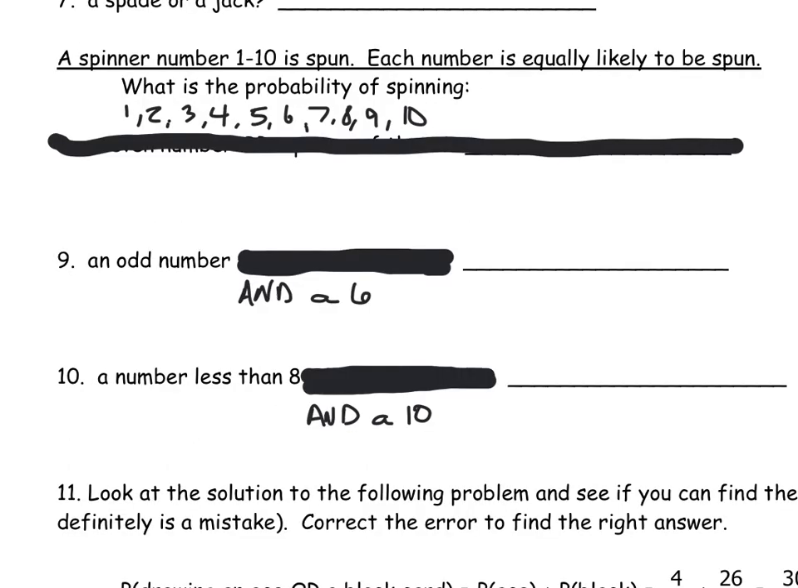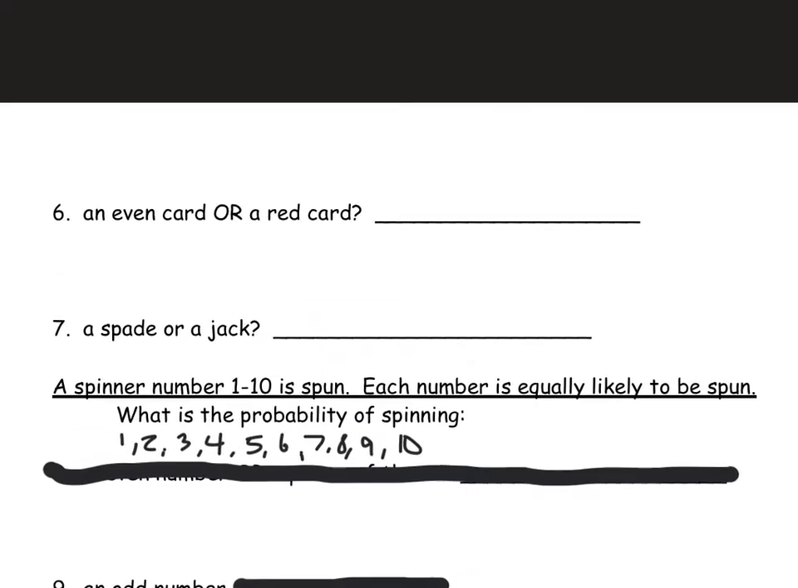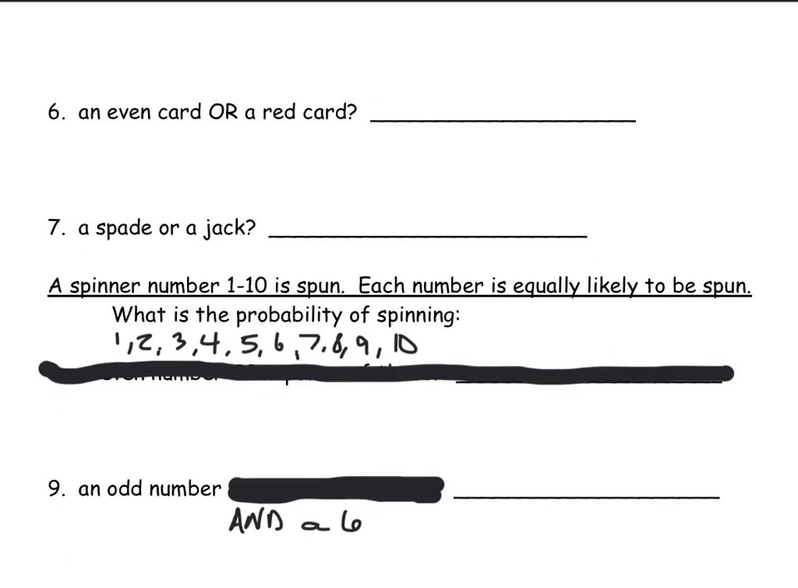Okay, let's take a look at the next example here. Problem number 6. We have an even card or a red card. Okay, now, quick question. Can you be an even card and a red card at the same time? The answer there is yes. These are not mutually exclusive. So when they're not mutually exclusive, I'm counting things twice.